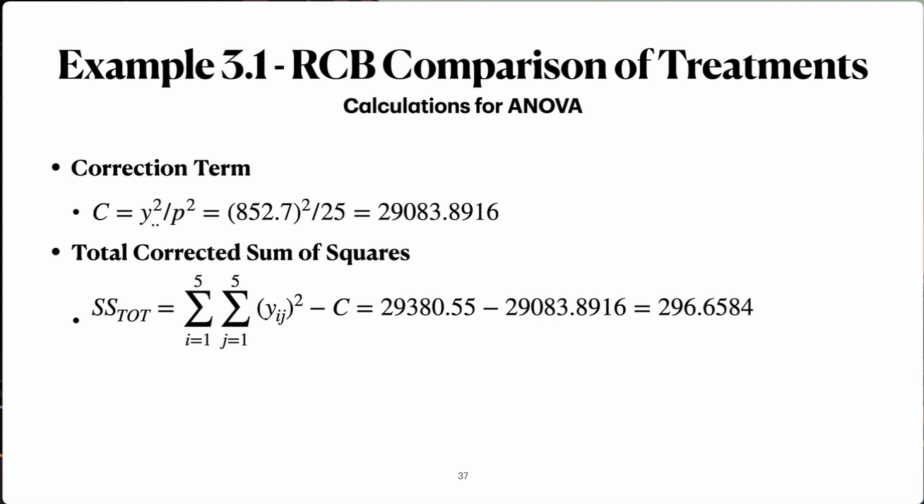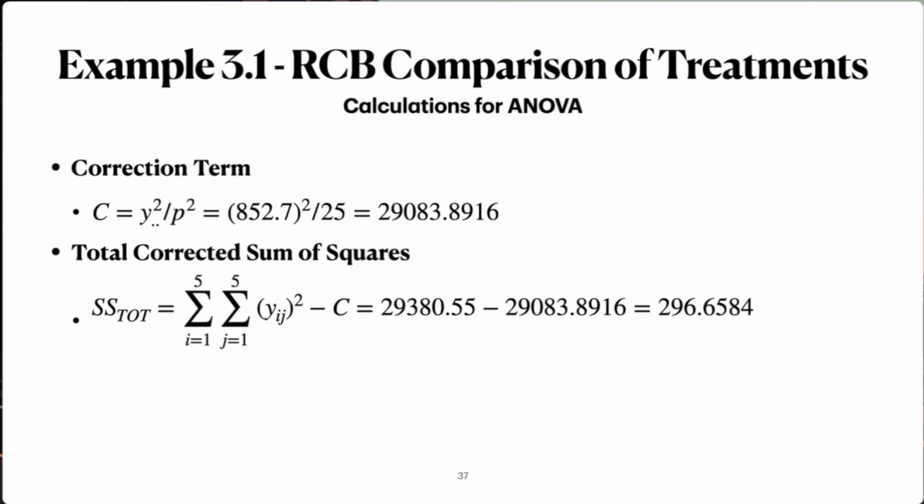And this is the square of the overall total, the overall sum of the observations in the experiment, which you'll recall was 852.7. We square that, and then we divide by the total number of observations or experimental units in the experiment, which is P times P, or 25 in this case. And so the correction term is 29,083.8916, rounded to 4 decimal places.